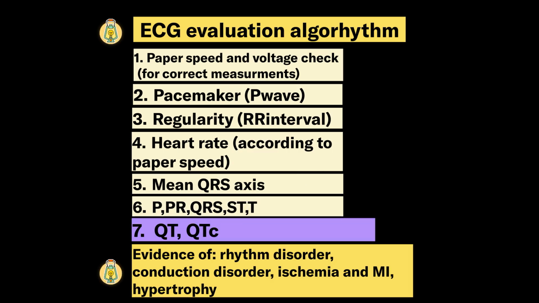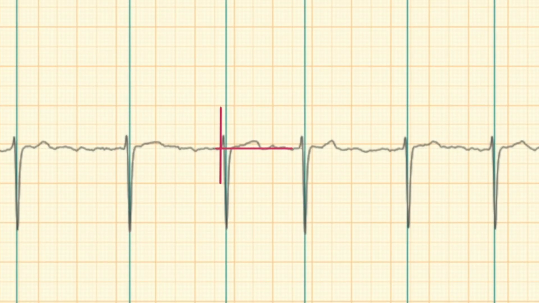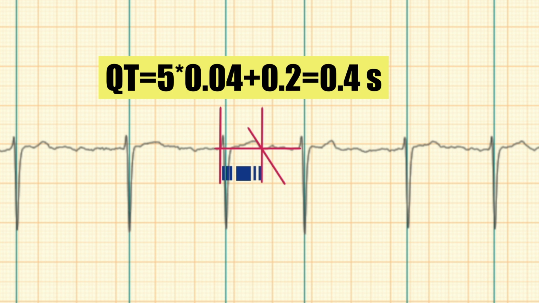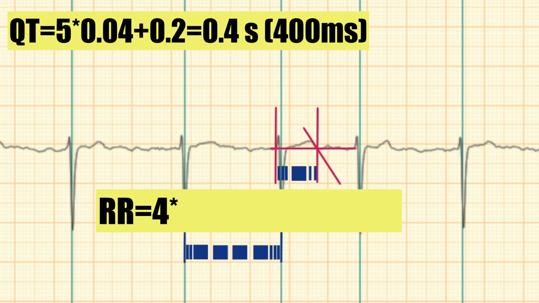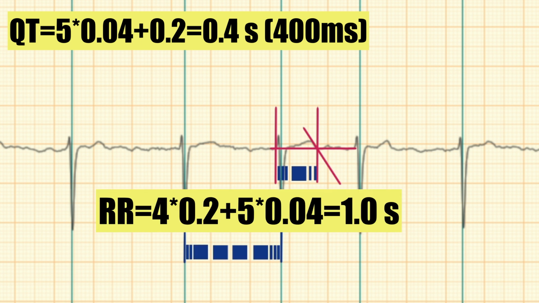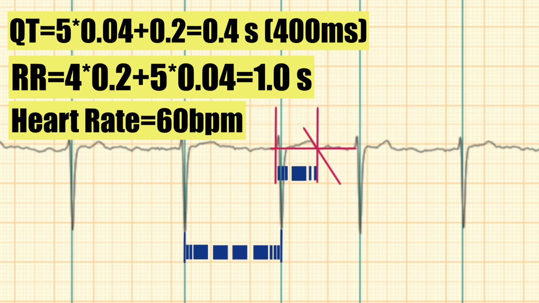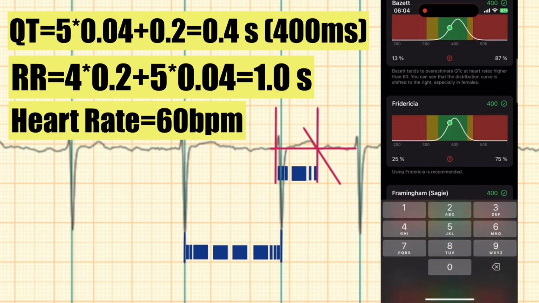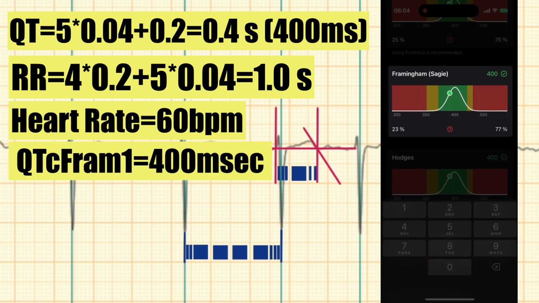And the extra feature is the QT interval measurement. We measure QT interval by the most accurate tangent method. For corrected QT interval calculation, let's check the previous RR interval and the heart rate. Now put the values that we have into the app for calculation of the corrected QT interval. Remember that in case of atrial fibrillation, we use the Framingham formula.